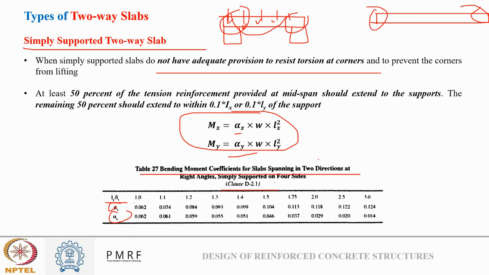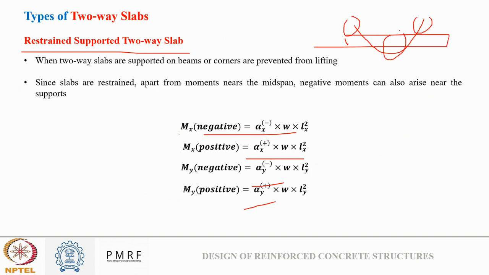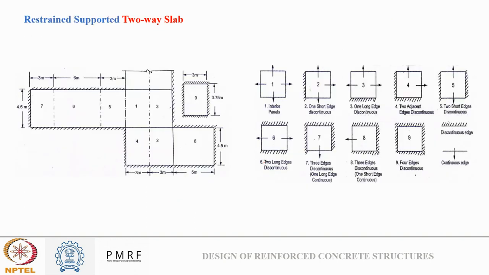Okay, and when I have restrained supports, then Mx and My can have four values. At the support I need to resist some bending moment, and at the middle I also need to resist some bending moment. So I have four cases. This will be my alpha x negative, this will be my alpha x positive along the x direction, and similarly along the y direction I will have alpha y positive and alpha y negative. So I need four coefficients, and how can I obtain these four coefficients?